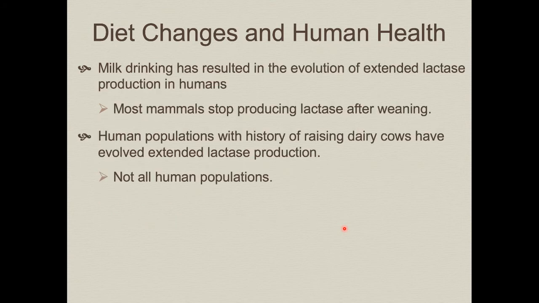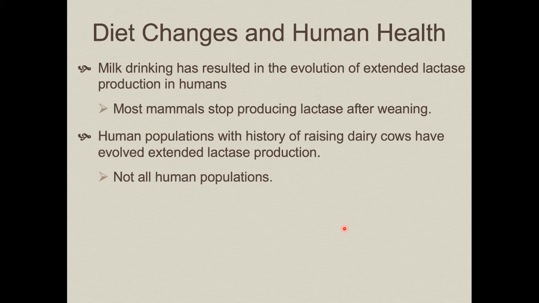One of the things that has changed a lot through human history is milk drinking in different societies. In some populations, it has led to the extended production of lactase so that we can digest this milk. Most mammals stop producing lactase after they wean. They're not going to need that ability to break down milk sugars, and so they stop producing the enzyme lactase. However, human populations with a history of raising dairy cows have evolved extended lactase production.